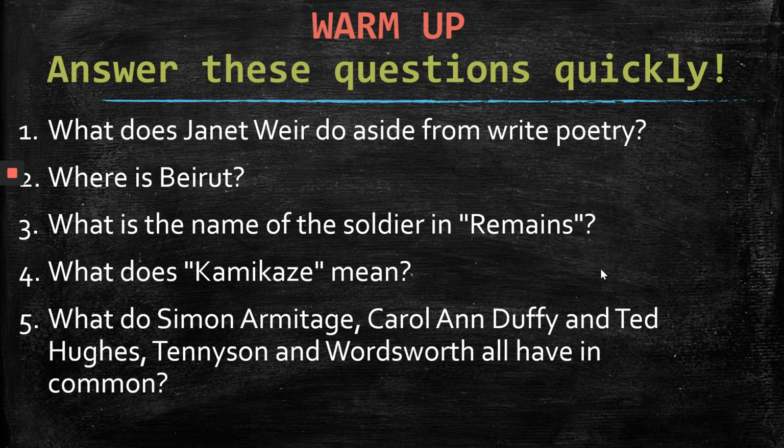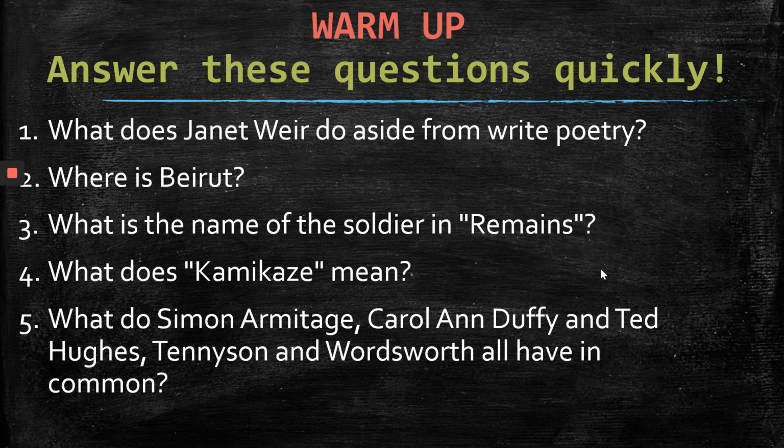All I want you to do is pause the video now and answer the questions. What does Janet Weir do aside from write poetry? That's about the poet of Poppies. Where is Beirut? You should know that from War Photographer. What is the name of the soldier in Remains? What does Kamikaze mean? And this last one is just a little bit of trivia. What do Simon Armitage, Carol Ann Duffy, Ted Hughes, Wordsworth and Tennyson all have in common? Okay, so pause the video now and answer those questions.